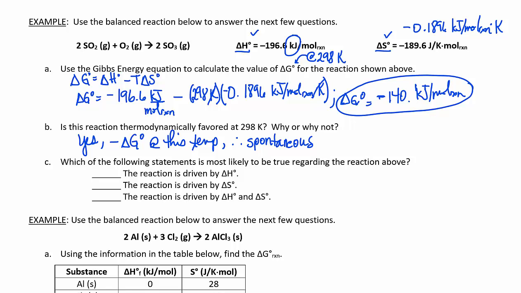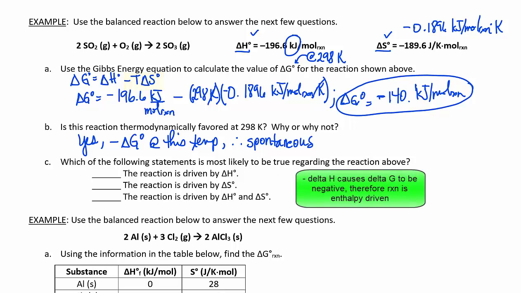Which of the following statements is most likely to be true regarding the reaction above? The reaction is driven by delta H. So let's look. We have a negative delta H, and that causes our delta G to be negative. We have a negative delta S, a decrease in entropy, which causes delta G not to be favorable. Therefore, as long as this number right here is very small, it will be favored. Therefore, it is enthalpy driven.